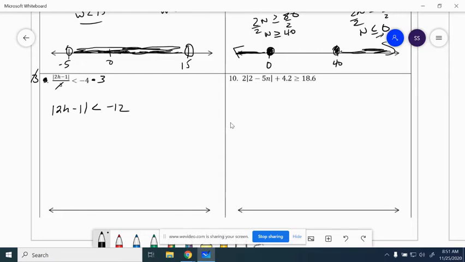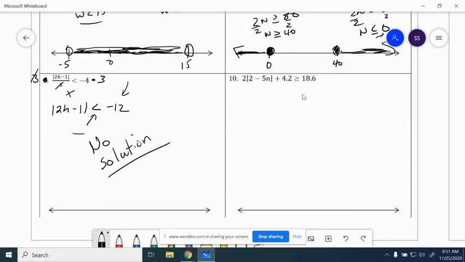Now we should stop here because this is interesting, because we have a negative out here. So is it possible for a number to come out of these absolute value bars less than negative 12? No, it's not. Remember, anything that comes out of the absolute value bars is going to be positive. So there's no way that the left side would be less than negative 12. So this is no solution.